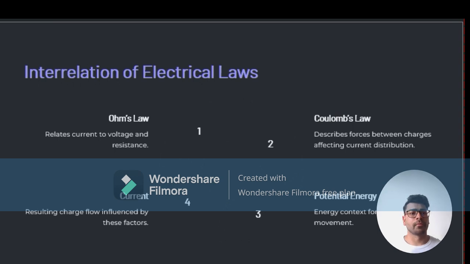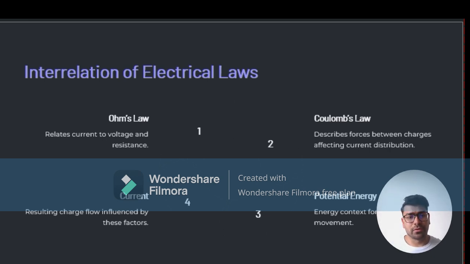In conclusion, Ohm's law helps us understand how voltage and resistance determine current. Coulomb's law explains the force between charges. Electric potential energy tells us how energy is stored in the position of charges, and electric current is the movement of charges through a conductor.